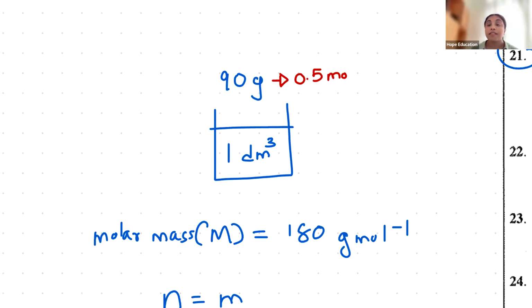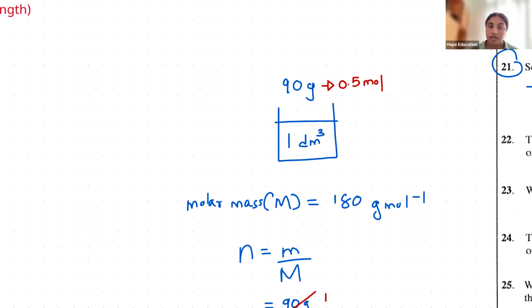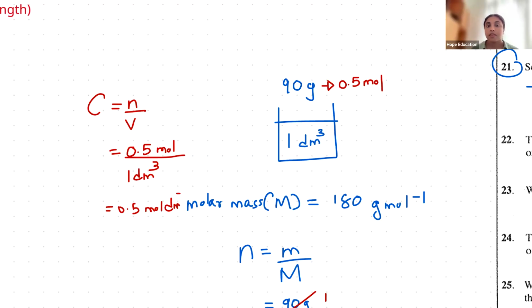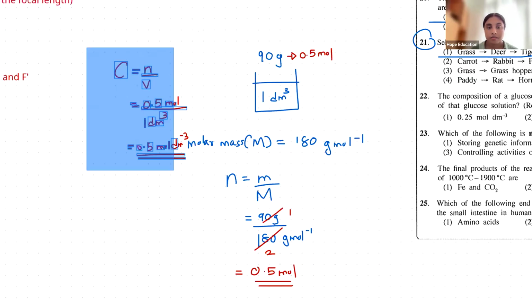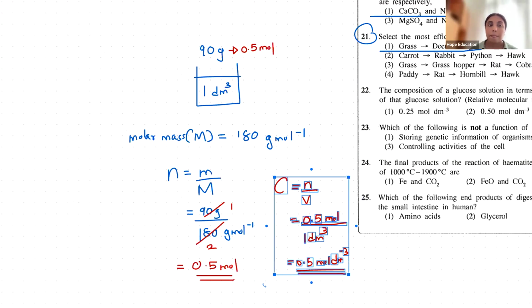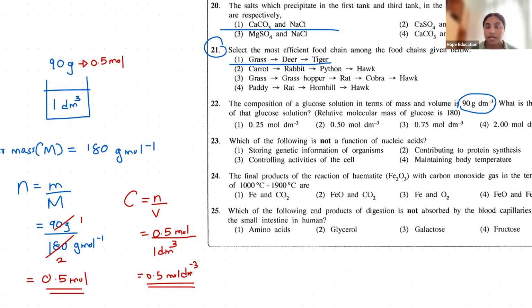Then we have to find the concentration. The concentration equation is C equals n over V. The number of moles is 0.5 moles. Volume is 1 cubic decimeter. So 0.5 divided by 1 is 0.5. The answer is 0.5 moles per cubic decimeter. Is that clear? Give me a thumbs up if it's clear, Lamai. Others? Okay, that is how we get answer number 2. The answer is 0.5 moles per cubic decimeter.